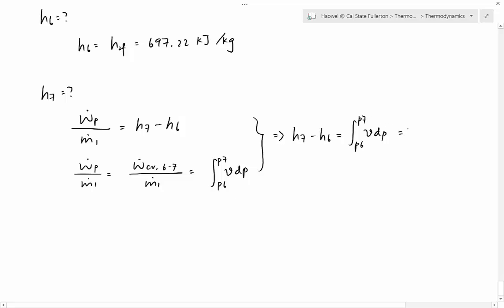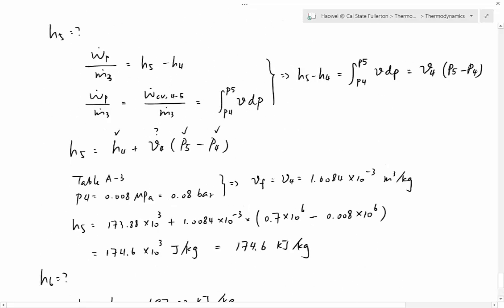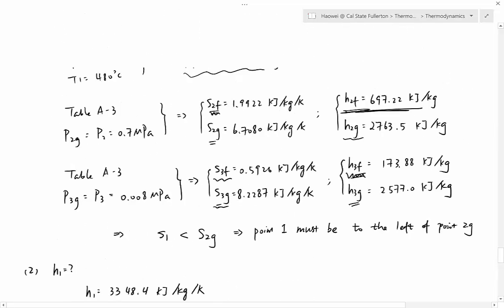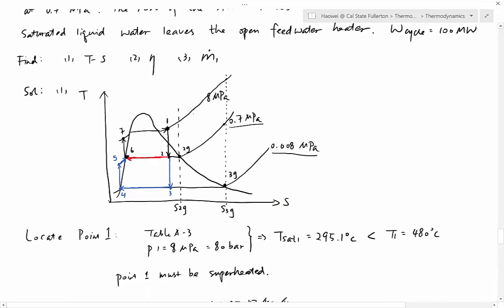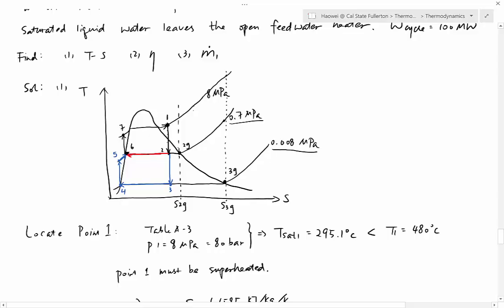And again, 6 to 7, take a look. What is the phase? 6 to 7 is to the left side of the vapor dome, so it's liquid. If it's liquid, we can always assume the density is constant. So the inverse of density, which is specific volume, must also be constant, so we can take nu out of it.